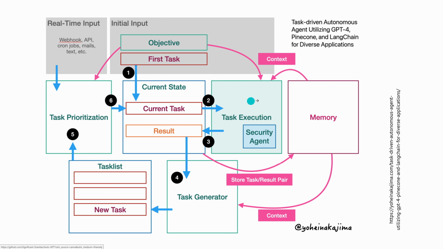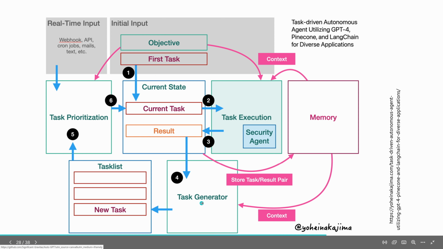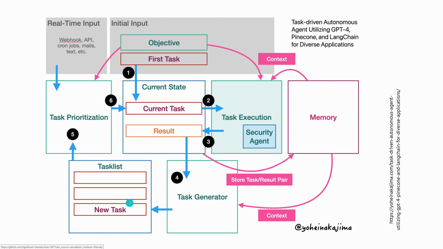And this task here goes to the task execution, brings back a result. The result goes to the task generator, the second one, which now creates a new task. The task list goes to the task prioritization. The task prioritization reorganizes the different tasks and defines what is the next task to execute.